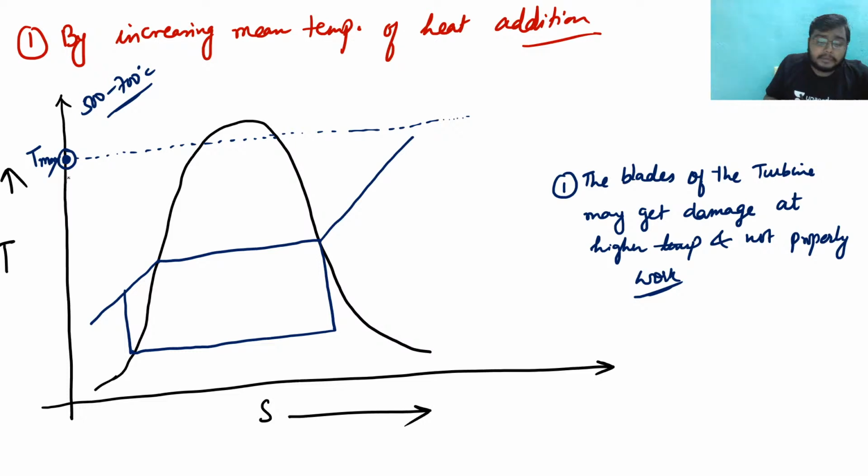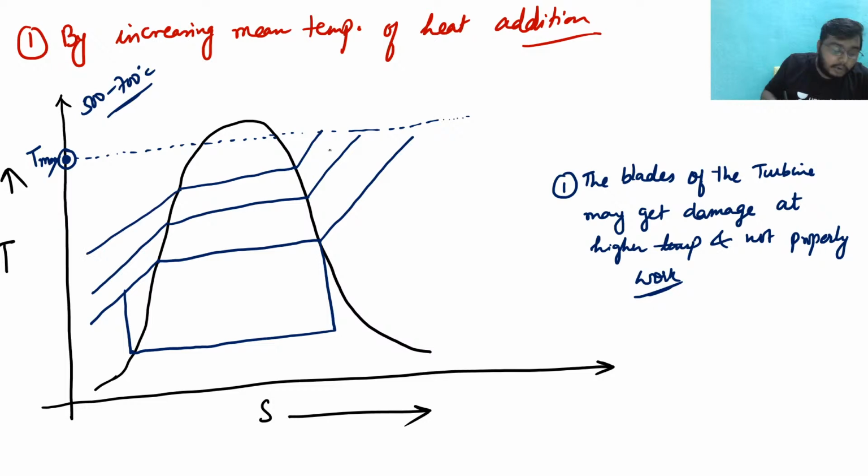Now if we increase the boiler pressure, suppose I increase the boiler pressure, these are all the boiler pressures. Okay, so see, if we increase the boiler pressure, then the mean temperature of heat addition corresponding to the consecutively higher pressures will increase.